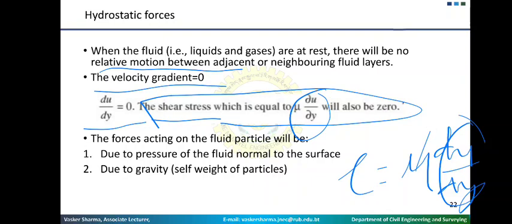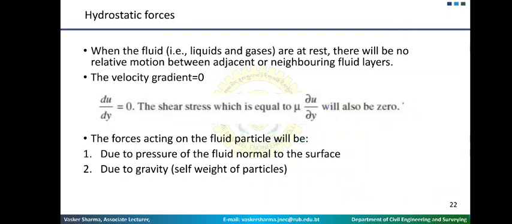So basically the forces acting on the fluid at rest are only due to the pressure above it, and then the weight of the fluid itself. The pressure acts normal to the surface, and then the weight of that fluid. That is the only force acting on a fluid particle when it is at rest.